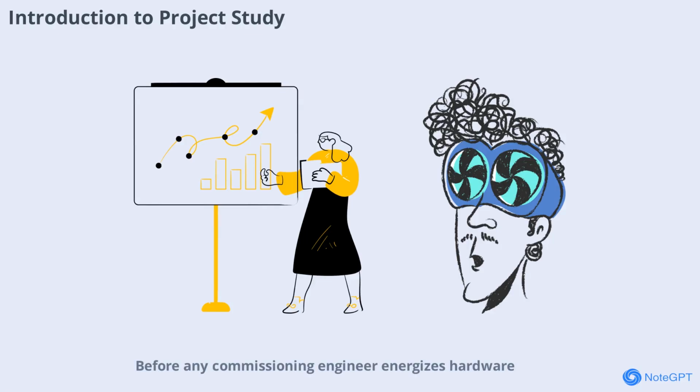Before any commissioning engineer energizes hardware, a thorough study of the AC800M Compact Control Builder (CBM) project is essential. This foundational step ensures that all subsequent actions are based on a clear understanding of the system's architecture, logic, and workflow. In this video, we'll walk through the critical aspects of Chapter 1, which serves as a comprehensive guide for preparing your CBM project. From navigating the project files to understanding controller architecture and verifying libraries, each step is designed to minimize errors and streamline the commissioning process.